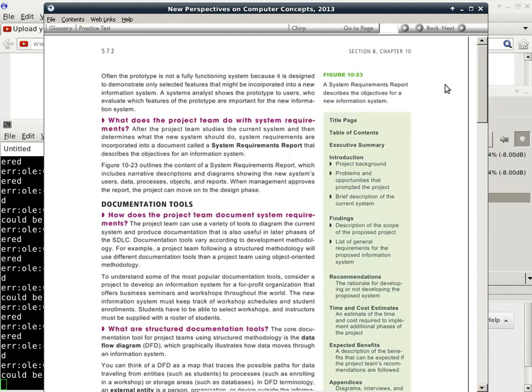Especially when you find out the prototype does not work the way it's supposed to. So it explains right here, often the prototype is not a fully functional system because it's designed to demonstrate only selected features that might be incorporated into a new information system. Now, there's another danger with this approach, designing an experimental system and saying, oh, we'll give it a try, and then see if it works, okay?